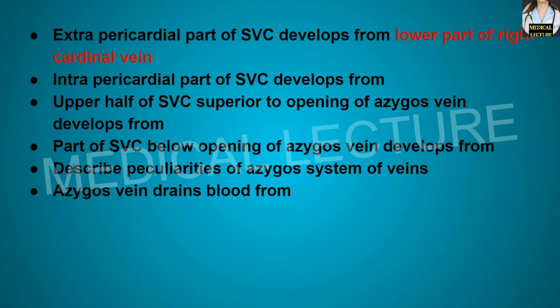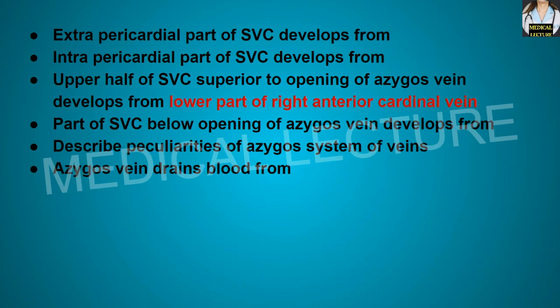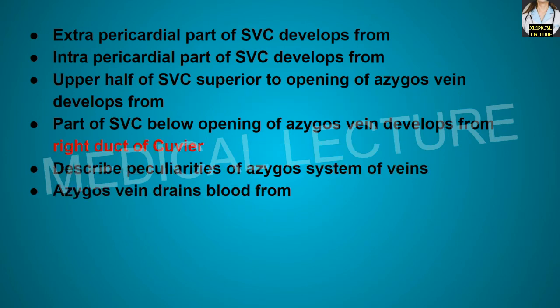Intrapericardial part of the superior vena cava develops from the right common cardinal vein. Upper half of the superior vena cava, superior to the opening of the azygous vein, develops from the lower part of the right anterior cardinal vein. Part of superior vena cava below the opening of the azygous vein develops from the right duct of Cuvier.